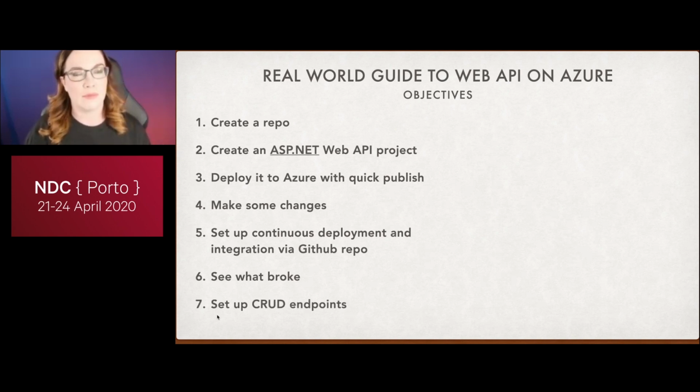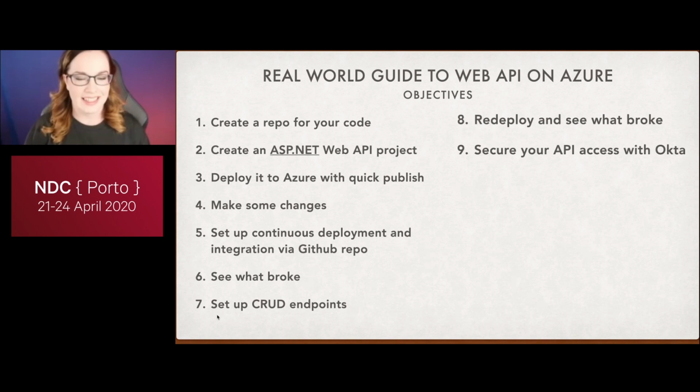Then we're going to set up a CRUD endpoint. When I say CRUD endpoint, really what I'm going to do is give you a get. We're not going to go all the way down the rabbit hole of deletes and stuff like that, but we are going to do a basic get so you can understand that. And then we're going to redeploy it and see what broke again. Then we're going to go ahead and add in that external auth provider. Again, we're going to do this with OAuth 2 and OIDC.